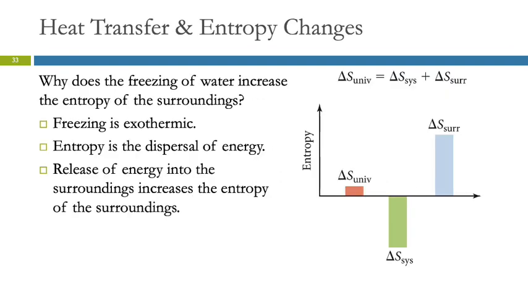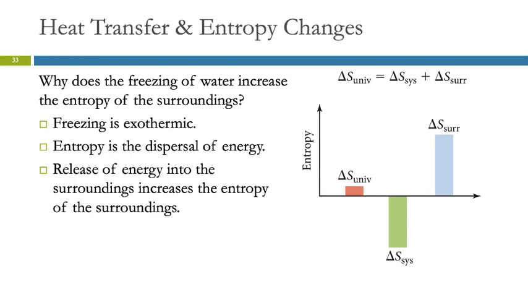So why does freezing water increase the entropy of the surroundings? Well, we know that freezing is exothermic, right? How do you make water freeze? You cool it down, right? Or sometimes it's helpful when you're doing these endothermic, exothermic things to think about the opposite. Well, how could I make ice melt? I could heat it, right? Put heat into it, it'll melt. So then the opposite process is heat coming out.